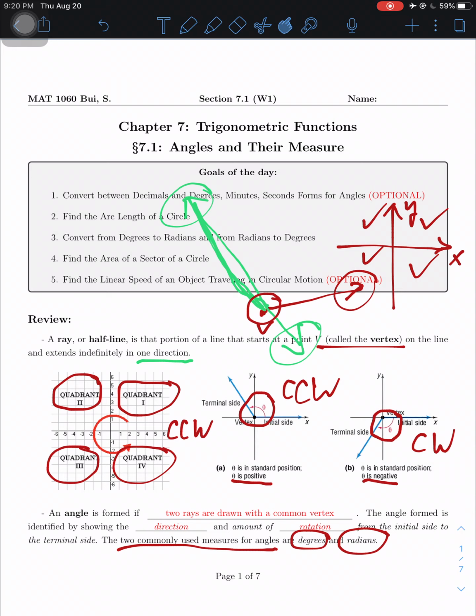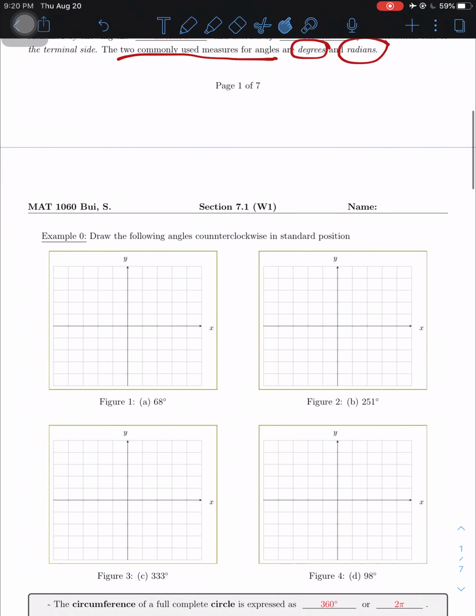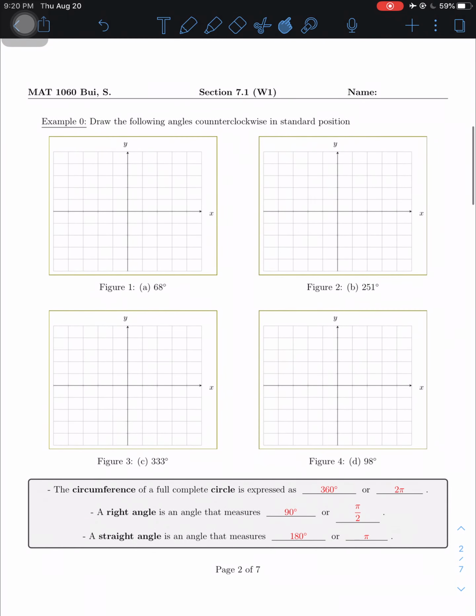Okay, so now let's talk about more. The very first example doesn't even really count as an example. It's just a warm up so that we remember how to draw an angle, like back in the day when we learned geometry or something like that.